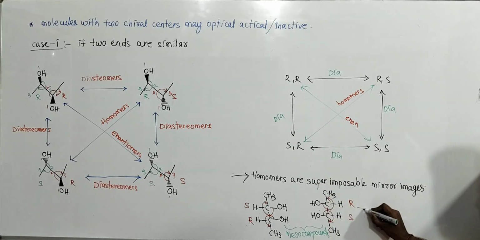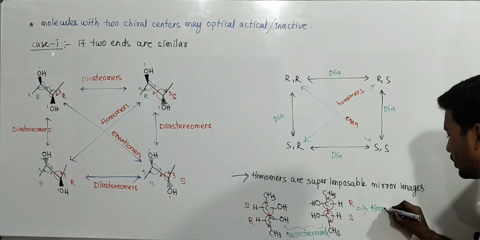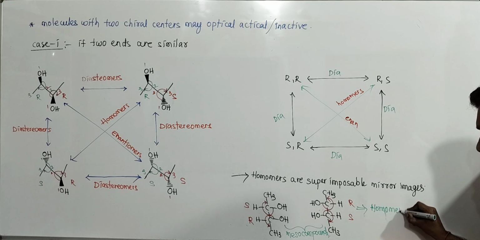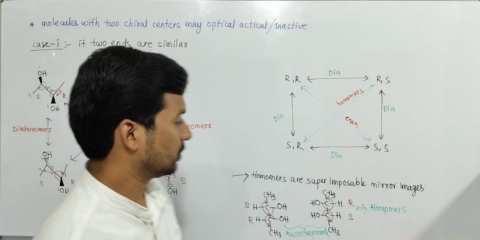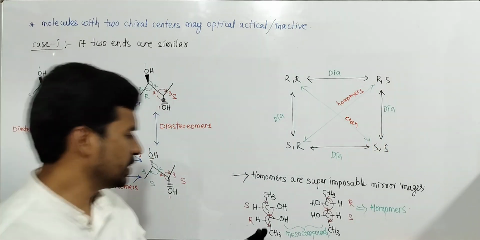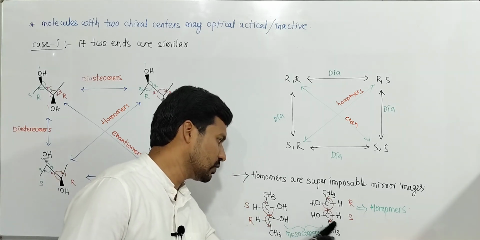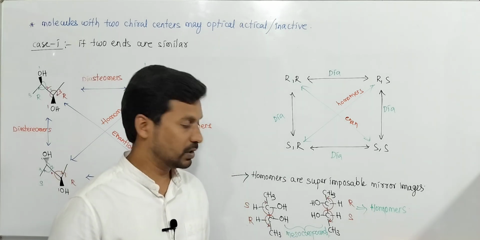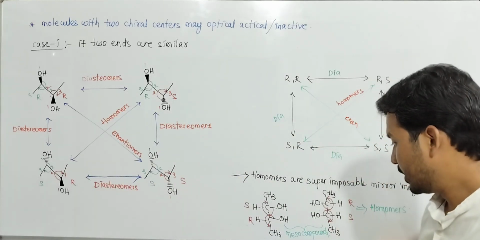These two are what? These two are homomers. These two meso compounds are homomers, because they are superimposable mirror images. How to verify it?